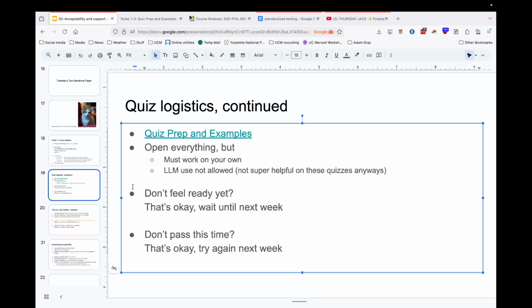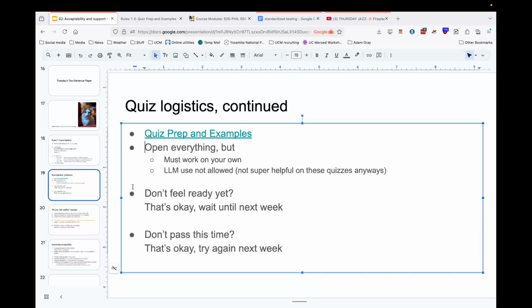And generally, they're not super helpful on these quizzes anyways, because I'm asking about the specific concept of acceptability that we're working with, and the specific concept of support, and how exactly we're doing premise conclusion form. And large language models, by their nature, aren't good at thinking about what's going on in this one particular classroom with these particular definitions. Okay? So LLMs are not super helpful, but you're not allowed to use them on this quiz anyways.